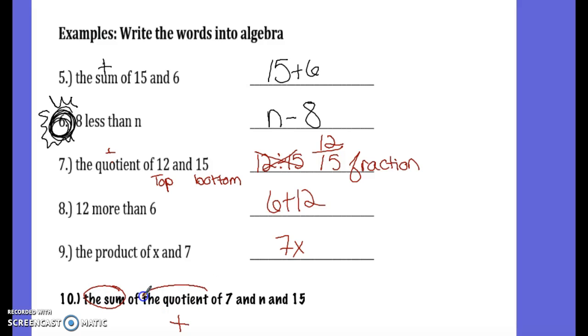The quotient, that's going to be on the left. The quotient, so we know that's division. 7 and n, top, bottom, and 15, that goes on the right.